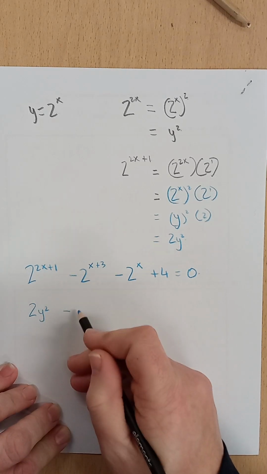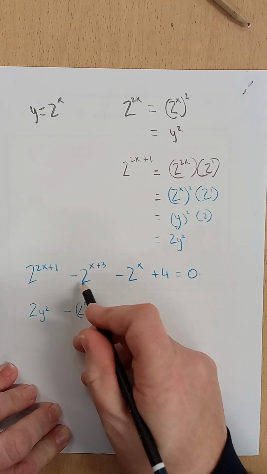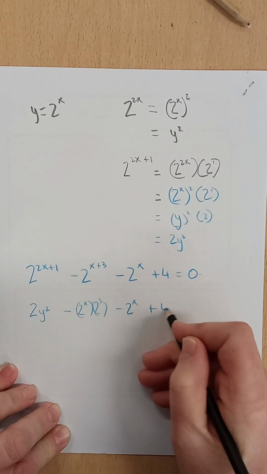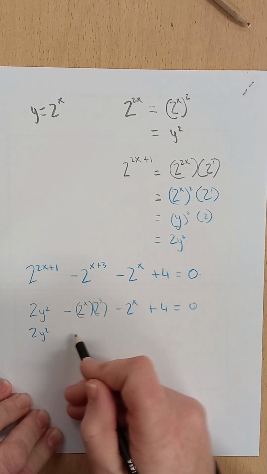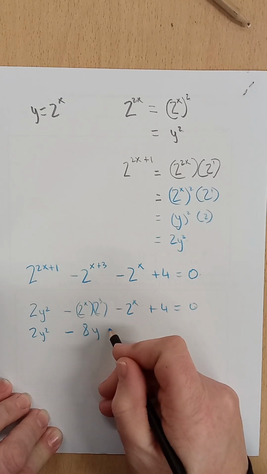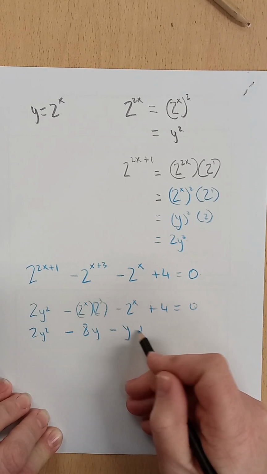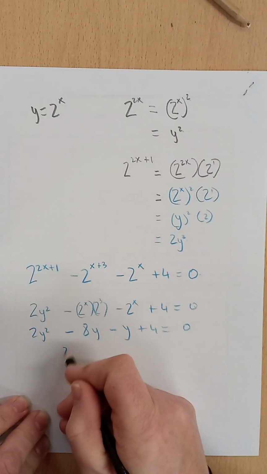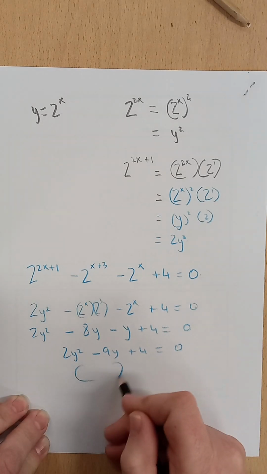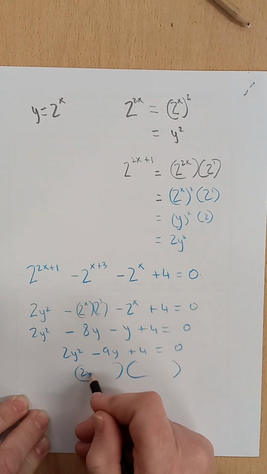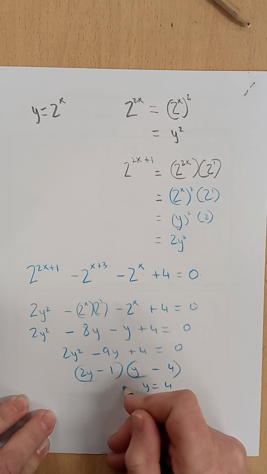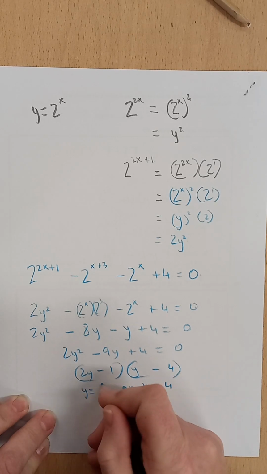Now, 2 to the power of x plus 3 is 2 to the power of x multiplied by 2 cubed, minus 2 to the power of x plus 4. So that's 2y squared minus 2 cubed, which is 8, times y, minus y plus 4 equals 0. So that's 2y squared minus 9y plus 4 equals 0. So let's work this out. That's going to be 2y and y, and 4 and 1 and minus and minus. So y is 4 or y is a half.